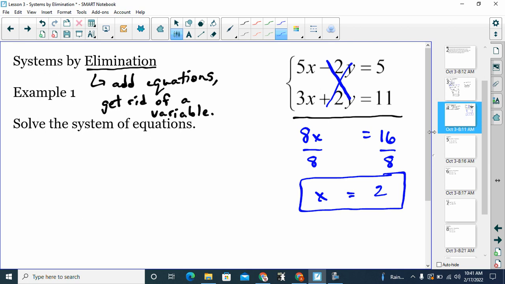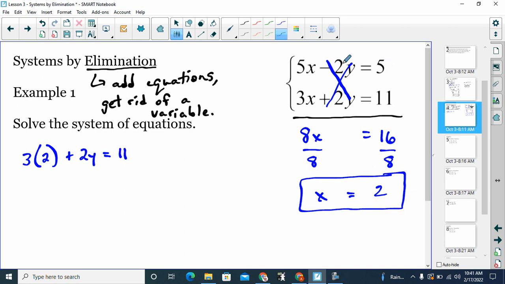Just like with substitution, I not only need the x, I need the y as well. We're going to go back to either equation. Again, it doesn't matter which one. Generally, I'd pick the one with smaller numbers, although they're all kind of about the same on this one, so it doesn't really matter. I'm going to do the bottom equation here. Plug in 2 for your x and solve for y. So if I plug in 2 for x, I'm plugging it into the bottom equation. I get 3 times 2 plus 2y equals 11.